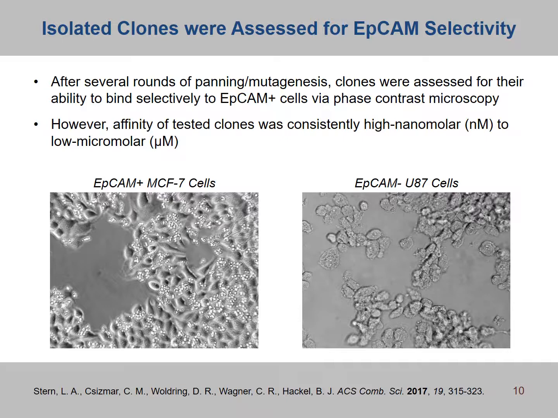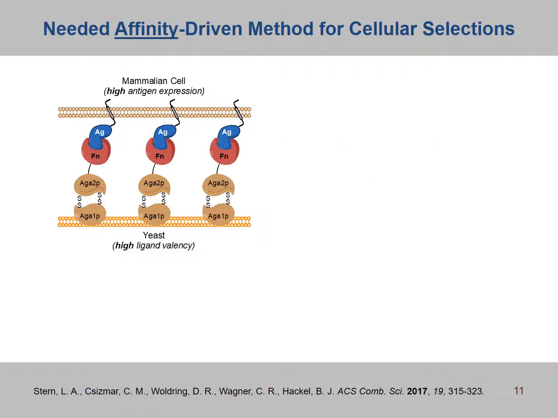The small spherical cells are the yeast binding to the plaque-like MCF7 cells, whereas no detectable binding is observed on the U87 cells. Unfortunately, when we titrated the affinities of these clones against the MCF7 cells, we discovered that they were largely in the high nanomolar to low micromolar range.